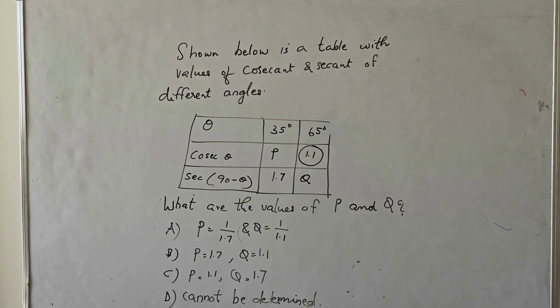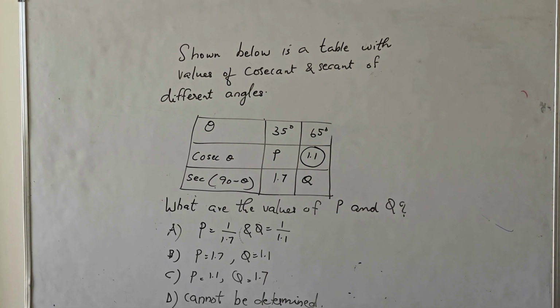Shown below is a table with values of cosecant and secant of different angles. So a table is given to you and we are given a question. What are the values of P and Q? 4 options have been given to us. This is a 1 marker. So now let us see how this can be solved.